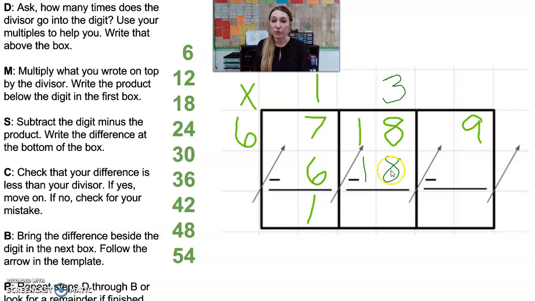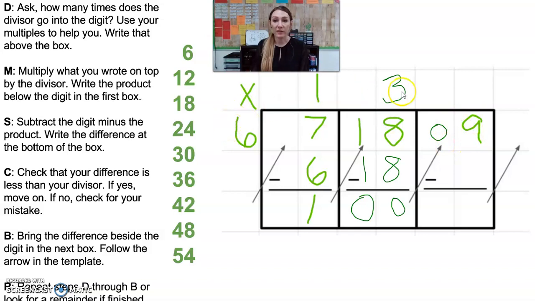Then I'm going to subtract. 8 minus 8 is 0. 1 minus 1 is 0. And now I'm going to check. Is my difference smaller than my divisor? It is, so I can bring it up to the next box. And now I have a new dividend.